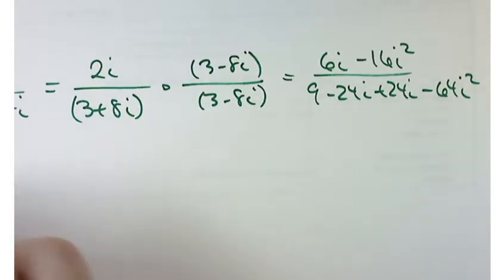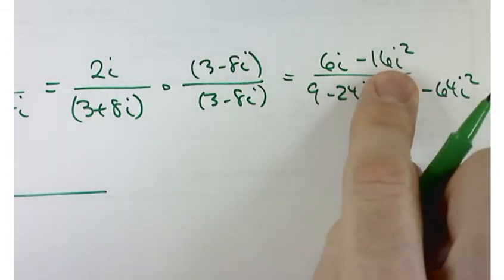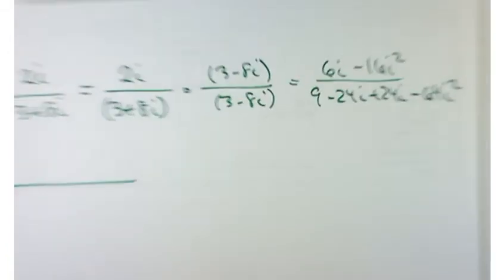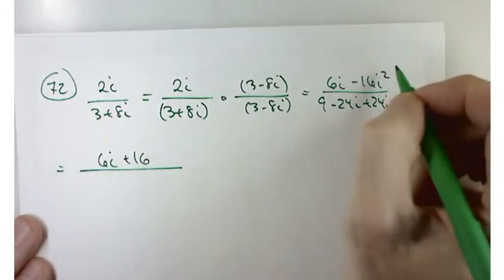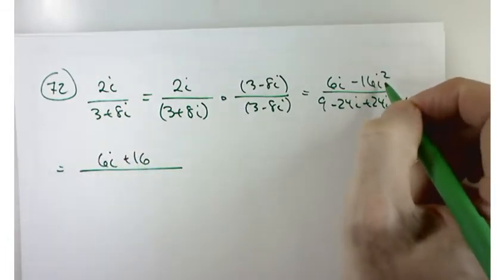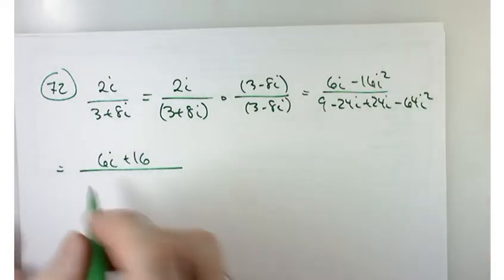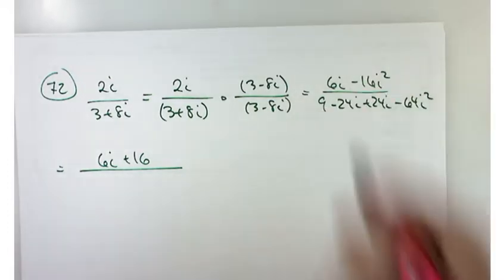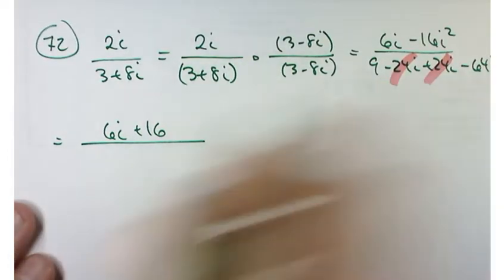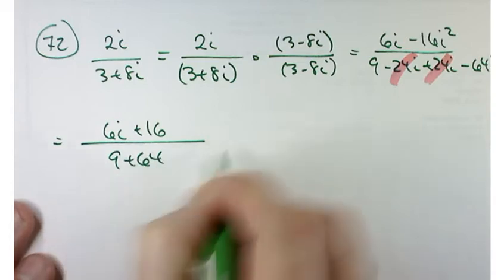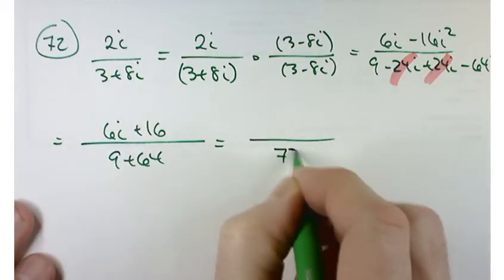In the numerator, what happens to the minus 16i squared term? Yeah, it just becomes plus 16. So it's negative 1 times this, which is going to be plus 16. Also in the denominator, we get some cancellation that we're used to. And then we have 9 plus 64 is 73.